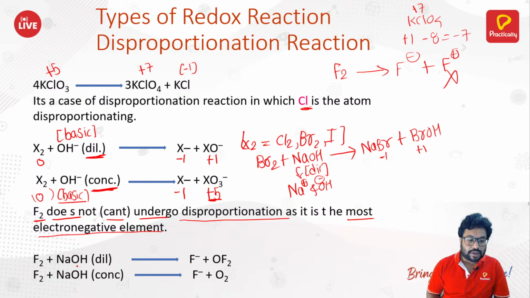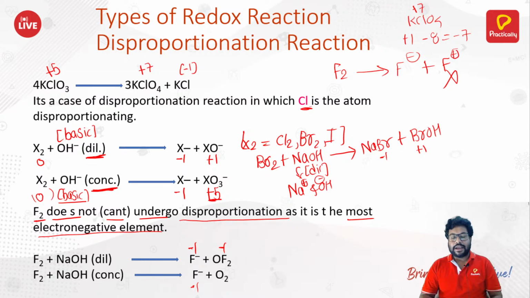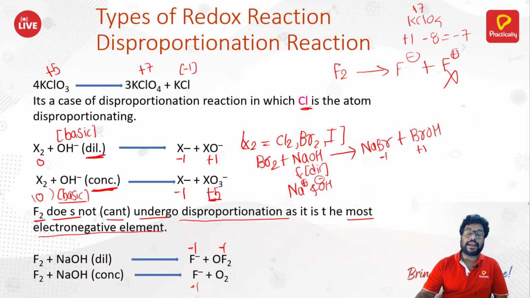Okay, so then what will happen with fluorine? Suppose you put NaOH into fluorine, dilute medium, fluorine is going from 0 to minus 1 and 0 to minus 1 only. That means your fluorine will only get reduced. Here also it will go from 0 to minus 1. It cannot get oxidized. The bottom line is that your fluorine cannot undergo a disproportionation reaction, and it is the only element in the whole periodic table which cannot undergo a disproportionation reaction.